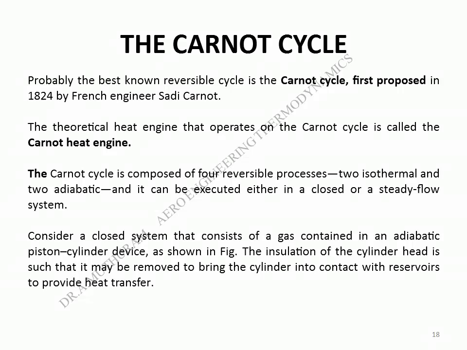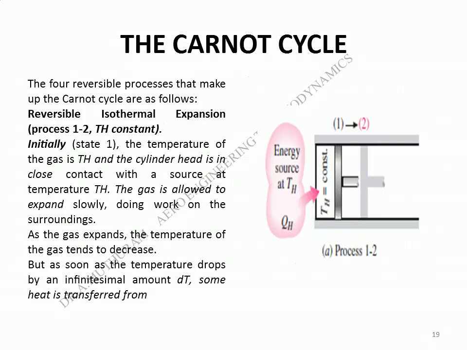Consider a closed system that consists of a gas contained in an adiabatic piston cylinder device, as shown in the figure. The insulation of the cylinder head is such that it may be removed to bring the cylinder into contact with reservoirs to provide heat transfer. The four reversible processes that make up the Carnot cycle are as follows.